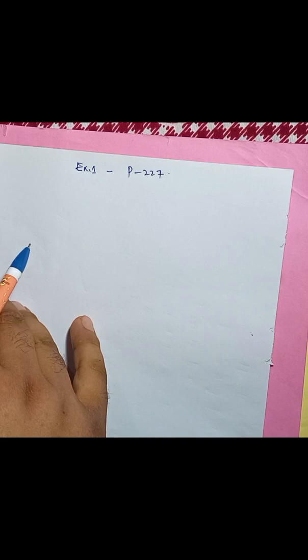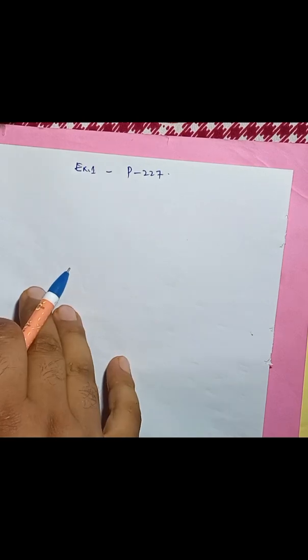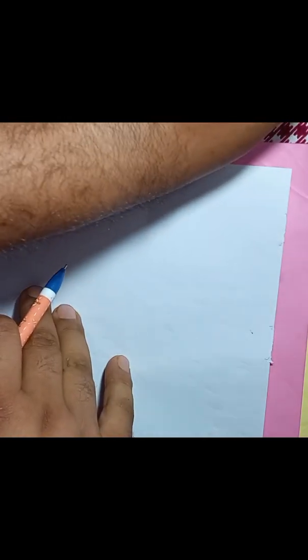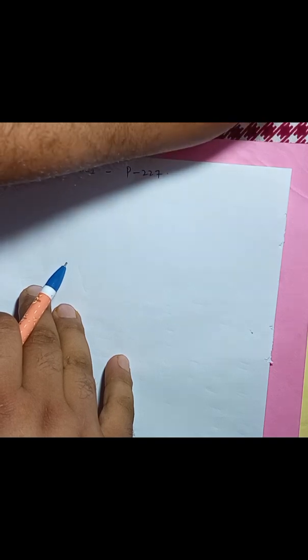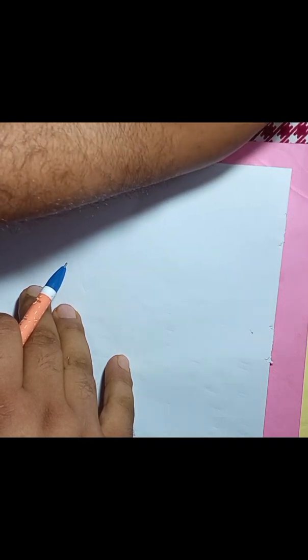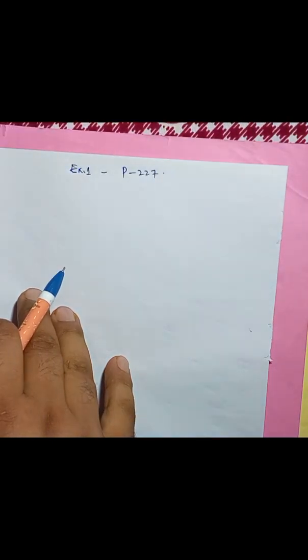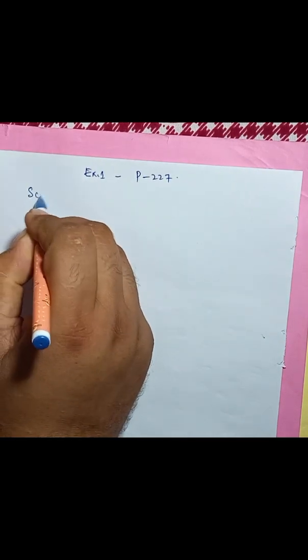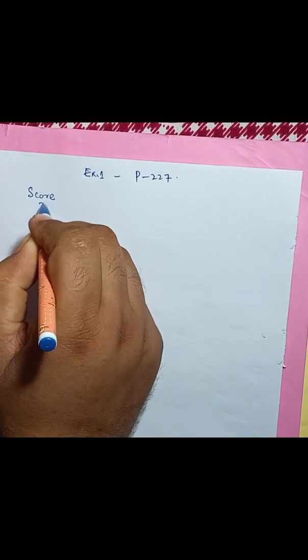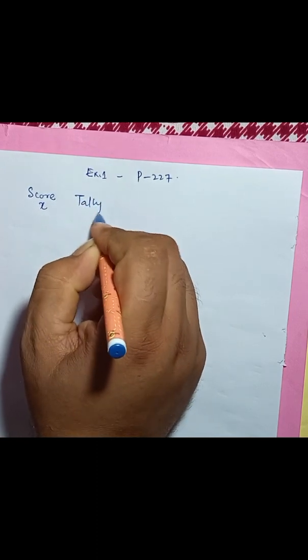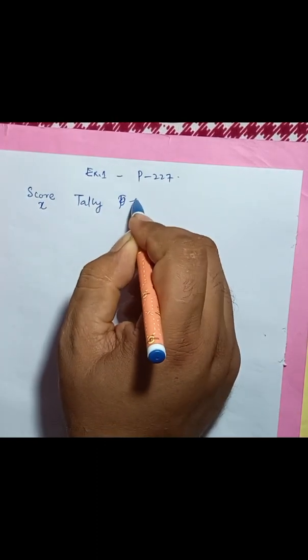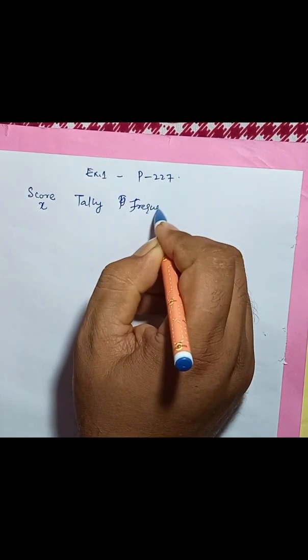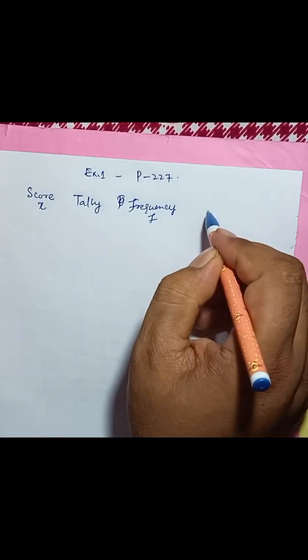See, there is the data. It is given, 30 times. You can see the smallest value. The first part is to construct a table with 4 columns: score, tally, frequency, and frequency into score. That is score, which we know is X, then tally, then frequency, that's F, then F into X, that's frequency into score.